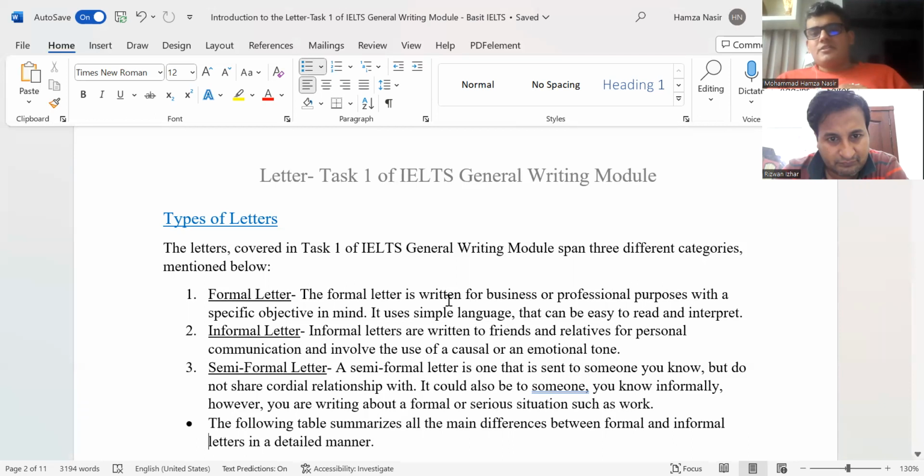A formal letter is a letter that is written for office use. The formal letter is written for business or professional purposes with a specific objective in mind. It uses simple language that can be easy to read and interpret.